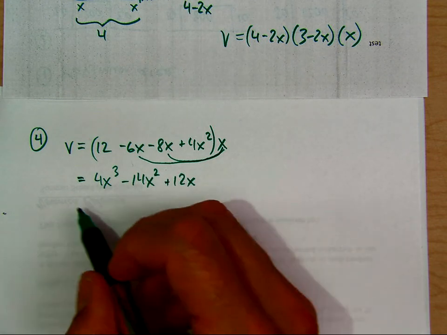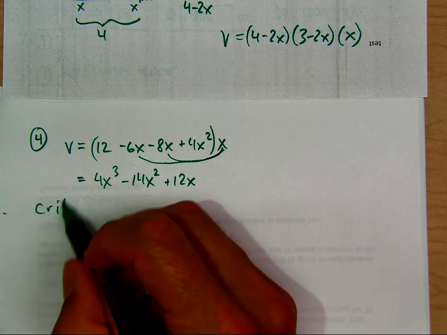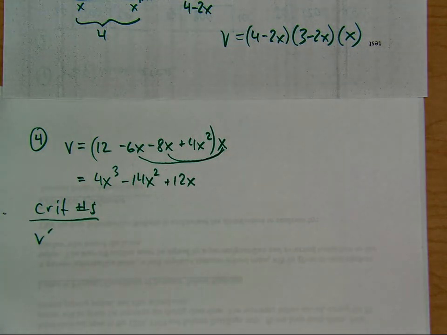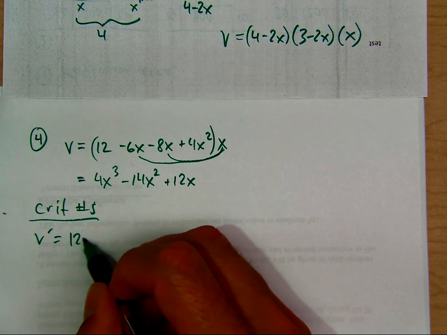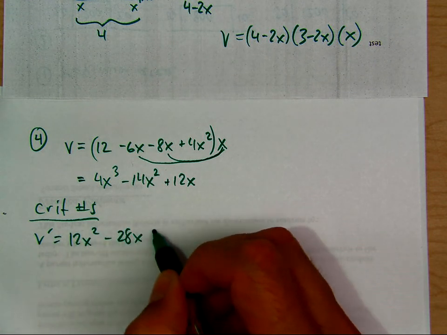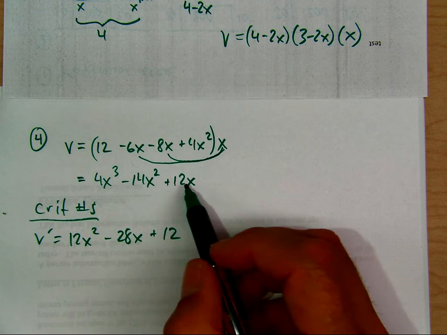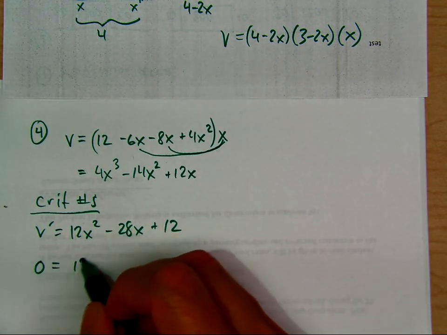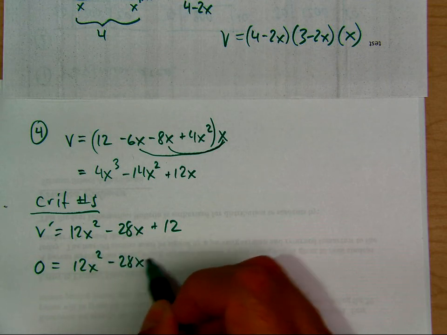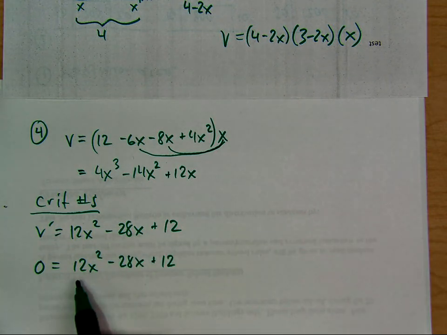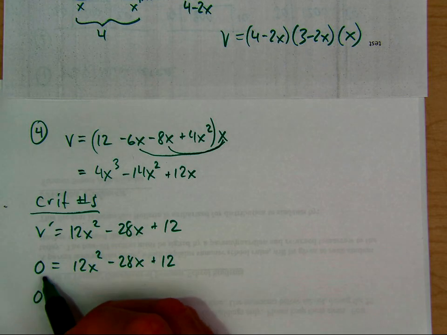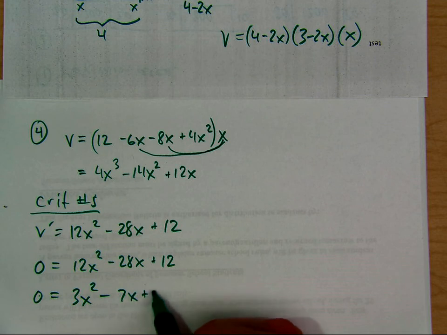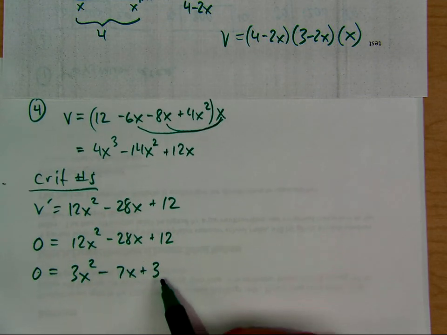All right. Let's find the critical numbers. That requires the derivative. So we'll have 12x squared minus 28x plus 12. Do the power rule on each of those. We need to know when that equals 0. Here we can divide everything by 4. 0 divided by 4 is 0. 3x squared minus 7x plus 3. And we can just use the quadratic formula.